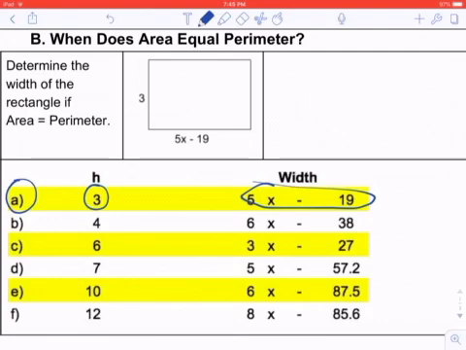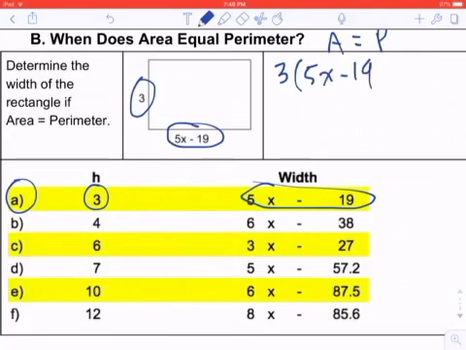So the first thing I'm going to do, and it says determine the width of the rectangle if area equals perimeter. Okay, so the first thing I need to say is that area equals perimeter. Well, what is the area? How do I get the area? Well, it's going to be length times width, or base times height, it doesn't matter. It's the two dimensions multiplied together, right? So the area is going to be 3 multiplied by 5x minus 19. Okay, that's definitely the area.